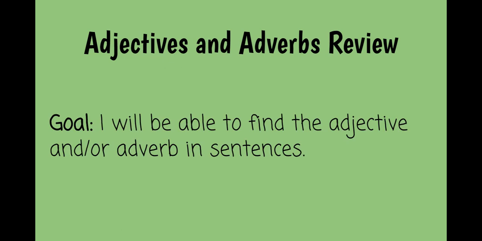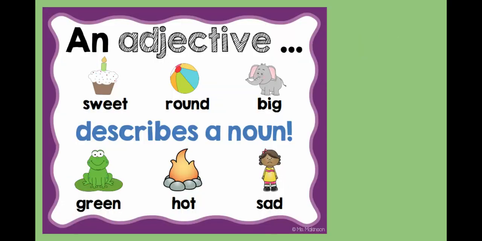Your goal for today's lesson is to be able to find the adjective and/or the adverb in some sentences. Let's review. An adjective, remember, describes a noun. And remember, a noun is a person, place, or thing. For example, if I was talking about the cupcake, what words could I use to describe that cupcake? I could say sweet cupcake, delicious cupcake. So remember, adjectives are words that describe a noun.